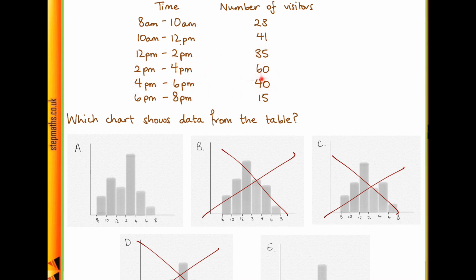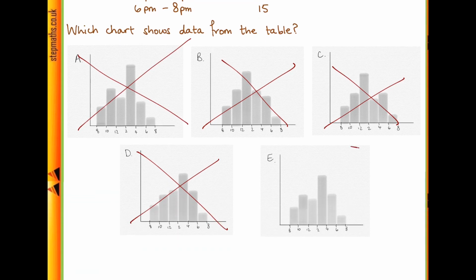So 4 to 6 should indeed be bigger. Therefore, A, which shows it as being smaller, must be wrong. So we can rule out A as well. And therefore, our answer must be E.